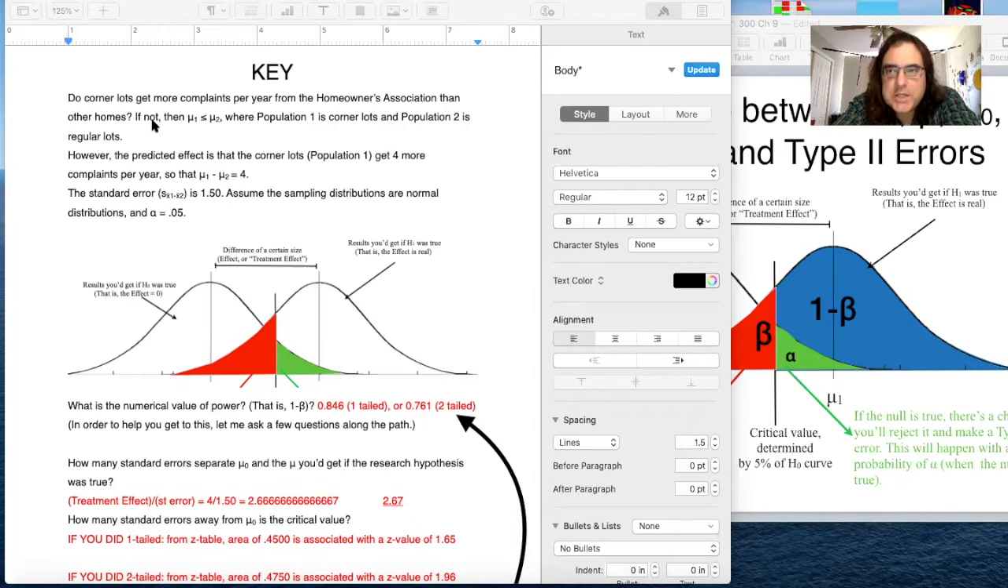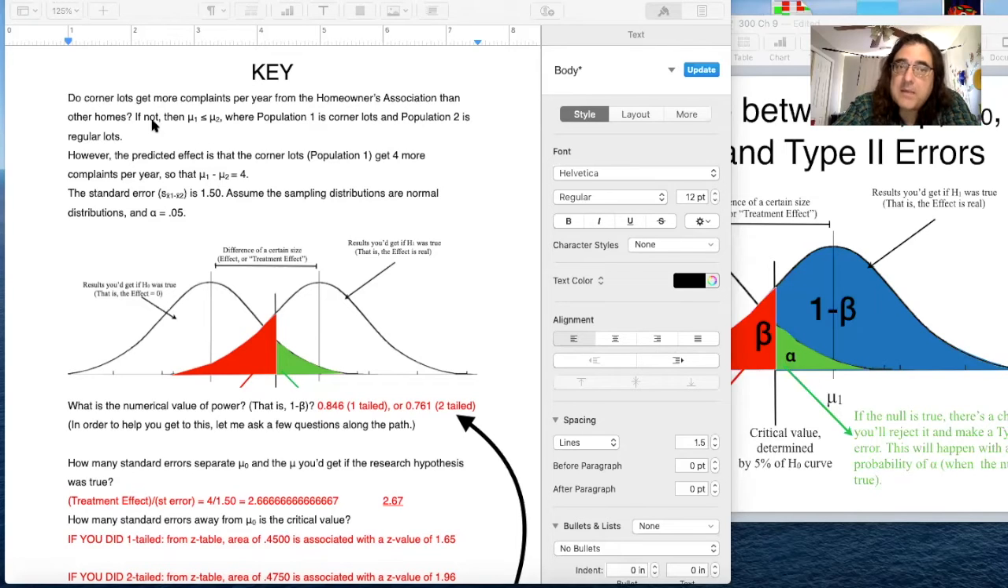The alternative hypothesis is that corner lots, who I'm going to call population 1, get 4 more HOA complaints per year. That means if you subtracted the actual average of corner lot complaints from the actual average of non-corner lot complaints, you would get an answer of 4. It doesn't matter how many they get in general. It doesn't matter what the grand total is. The only thing that we're looking for here with a hypothesis test is the difference. And the alternative hypothesis is that the difference is 4.